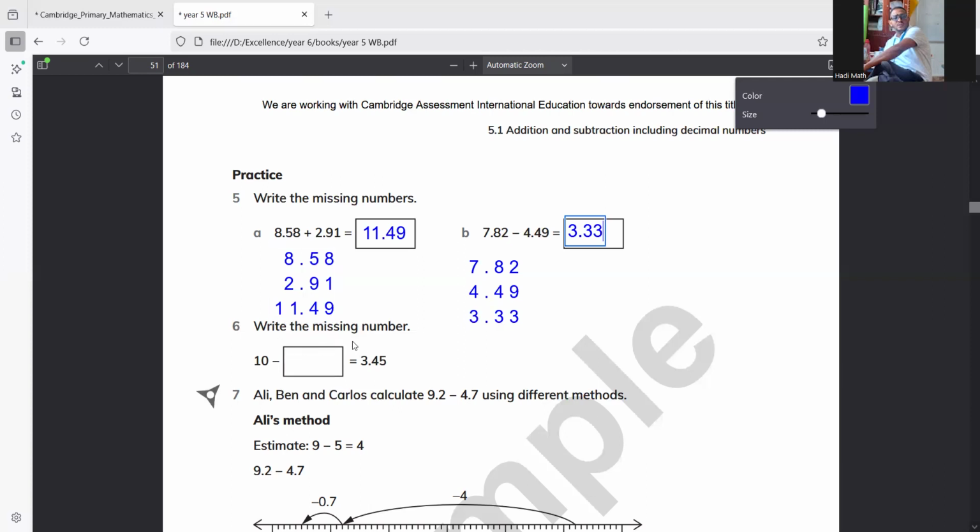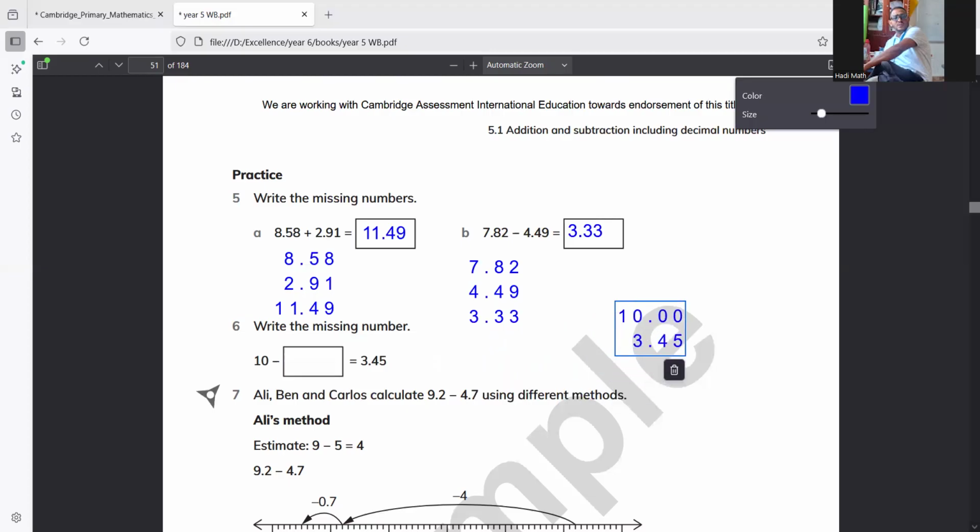They say write the missing number. 10 minus a number equals 3.45. Okay, please don't give yourself a hard time, and just make it 10 point. There is no decimal point, so say 0.00. Minus 3. Put the 3 under the first 0 here because 3 is ones. Then 0.45. Please look at this one carefully. And how do you subtract it?